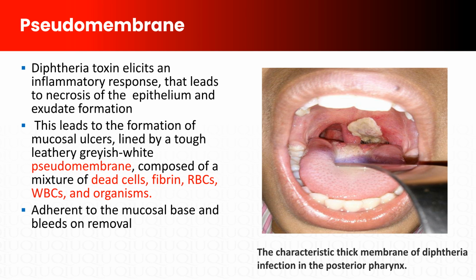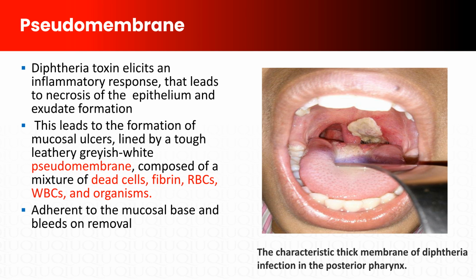As epithelial cells die from the toxic effects, an intense inflammatory reaction occurs. This leads to necrosis of the epithelium. Simultaneously, there's exudate formation and leakage of proteins from blood vessels into the tissues. This process leads to the formation of mucosal ulcers, which are then lined by a tough, leathery, grayish-white pseudomembrane.